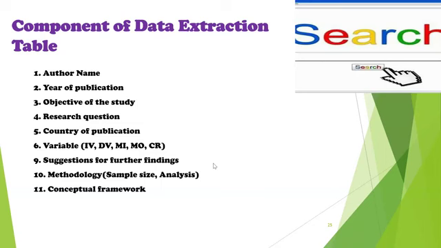Then for you to generate the data extraction table, it depends. This is not a compulsory rule. However, when you are developing your data extraction table, the author's name and year of publication are compulsory. You put them, then the country of publication. All others depend on the research question you intend to answer.